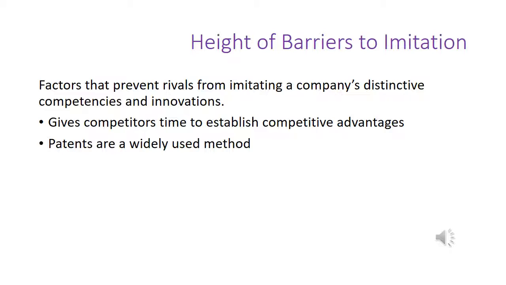Height of barriers to imitation are factors that prevent rivals from imitating a company's distinctive competencies and innovations. These barriers give competitors time to establish competitive advantages. Patents are a widely used method of creating barriers to imitation. However, these can be, and have been in the past, easily worked around.